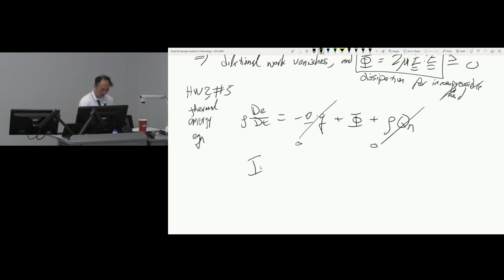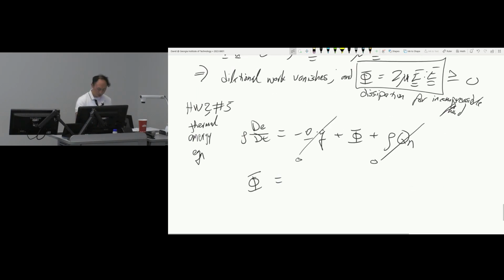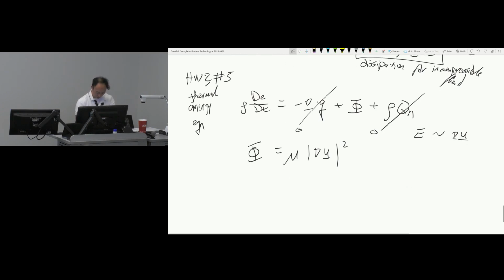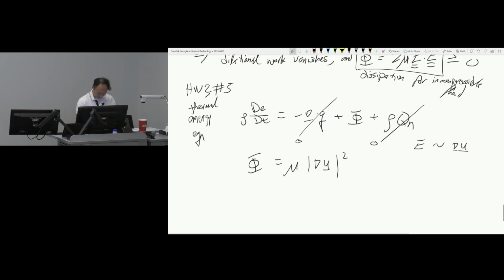And then phi, we have this E double dotted with E, but remember that E scales as basically the gradient of U, right? So you can write phi as mu times gradient of U squared. And then I would just make a very, very simple velocity distribution, like some kind of linear velocity distribution.